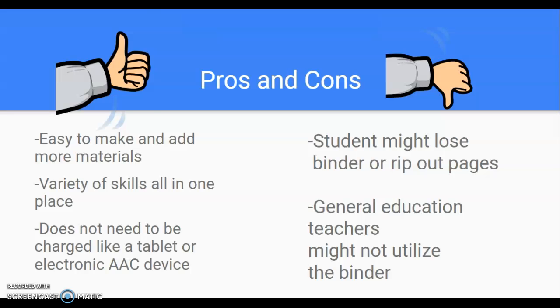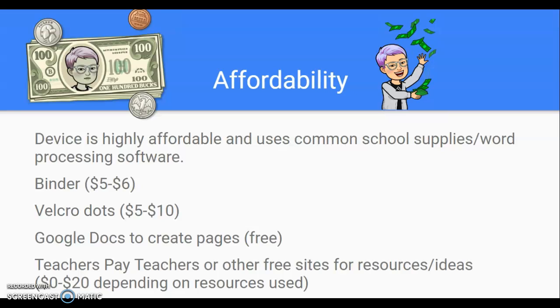As far as affordability, the device is highly affordable and uses common school supplies and word processing software. So I used a binder that I already had, but you could get a binder for $5 to $6. The Velcro dots are usually around $5 to $10. Google Docs would be free with a Gmail or a Google account. And then for resources, you could use different blogs, you could use Teachers Pay Teachers, and you could also come up with some ideas yourself and type out different things that are applicable for the students.